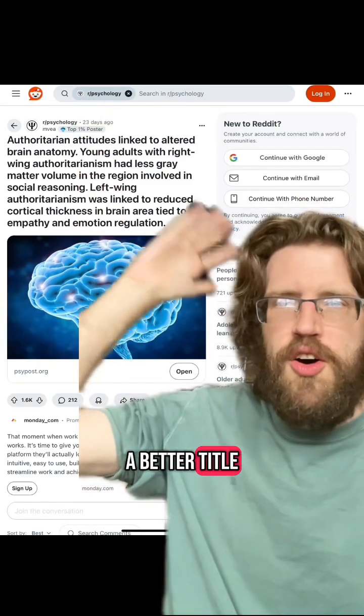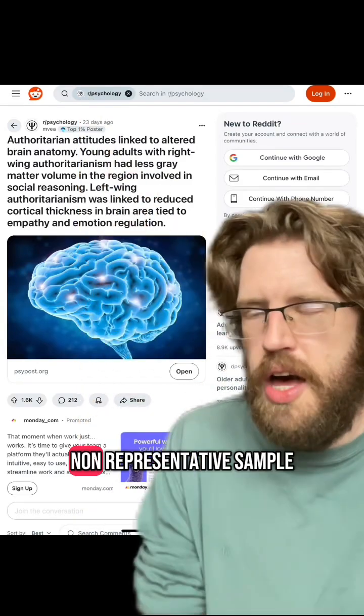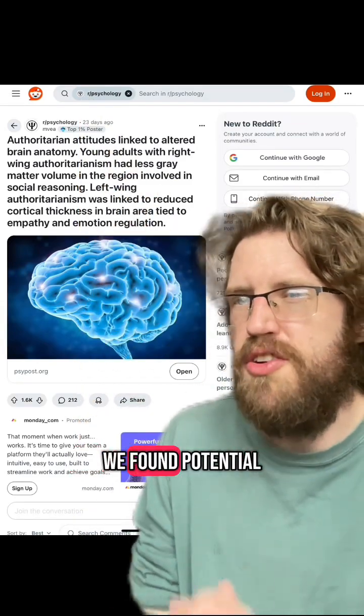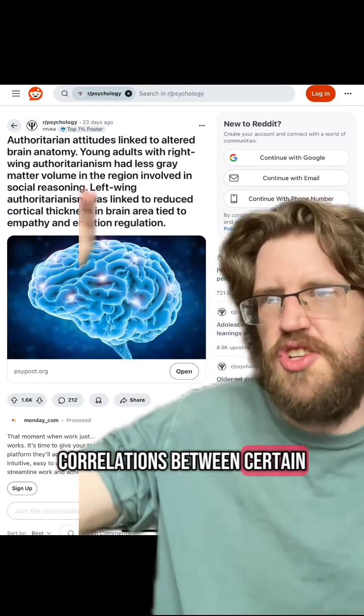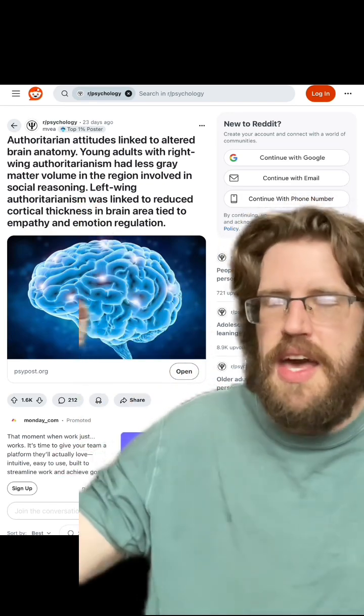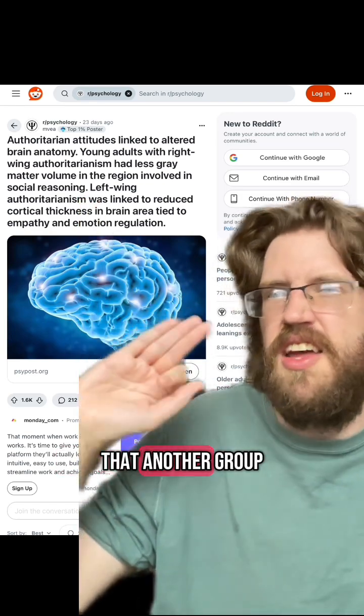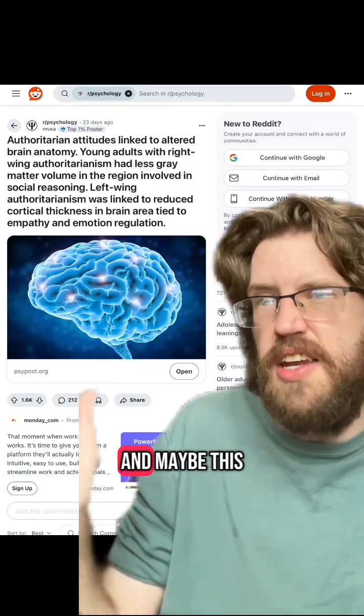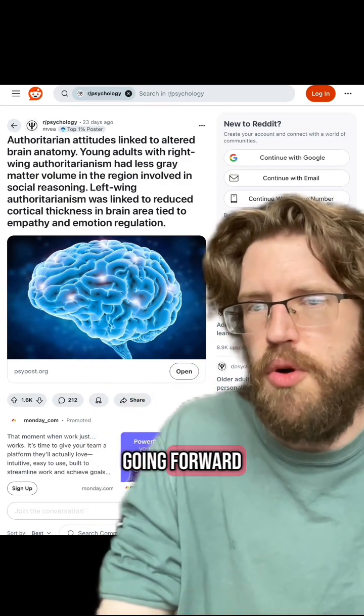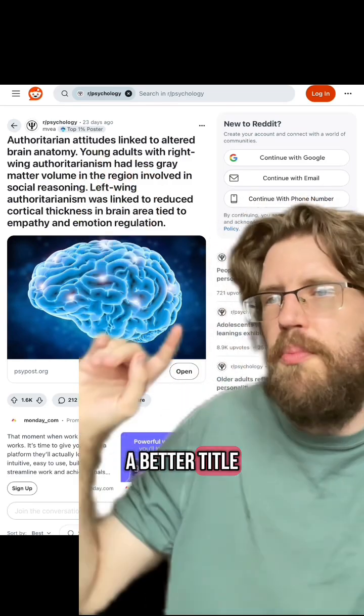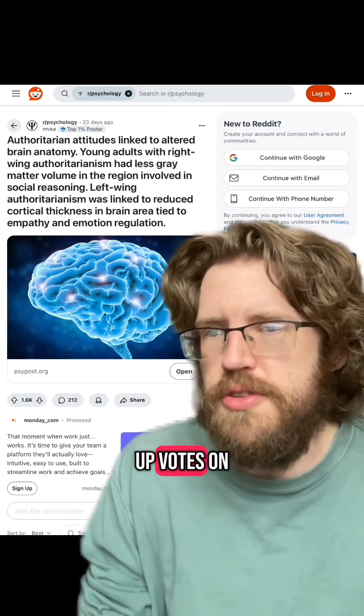So I think a better title would have been something like, in a small non-representative sample, we found potential correlations between certain political attitudes and brain structures that another group didn't reproduce. And maybe this will be interesting going forward. I think that would have been a better title, but probably would have gotten fewer upvotes on Reddit.